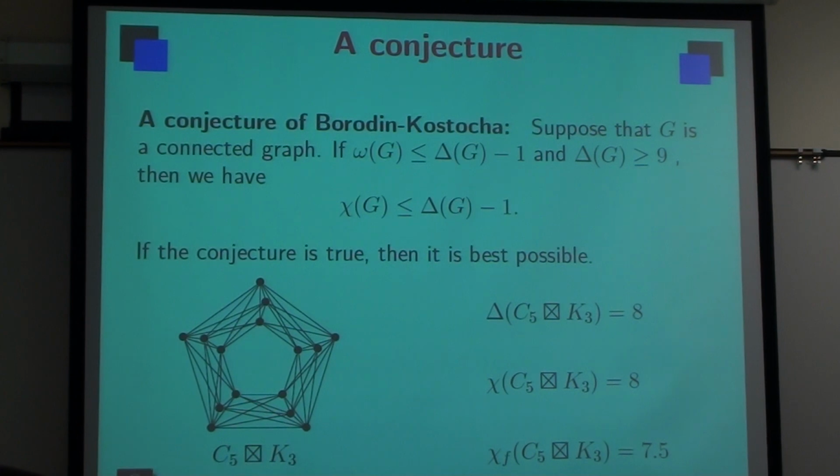There are always some examples showing why this cannot get better. This graph is the C5 strong product with K3. You replace each vertex by a triangle, and you replace each edge by a complete bipartite graph, keeping the same structure. You can show that the maximum degree is 8, the chromatic number is also 8, and the fractional chromatic number is 7.5. But here we talk about chromatic numbers, so you cannot improve.